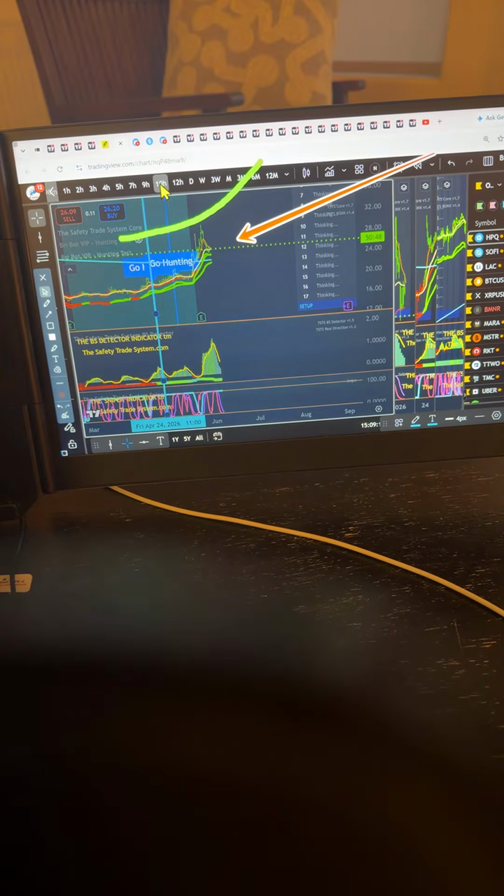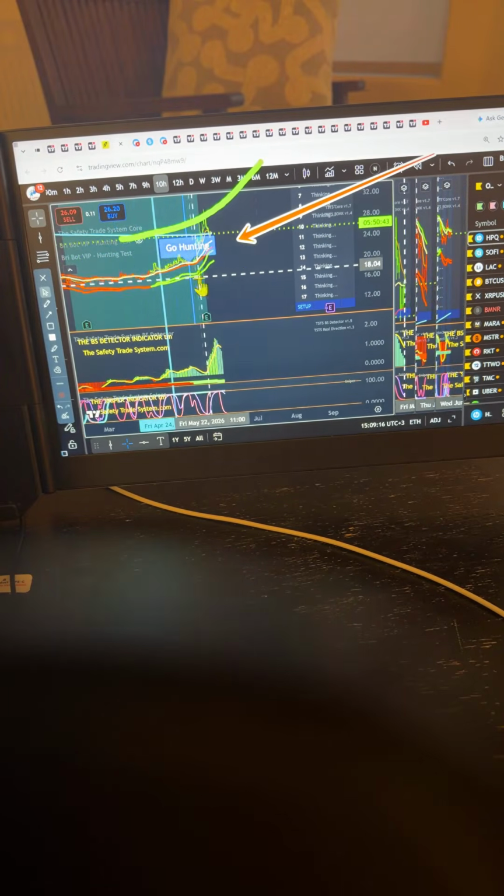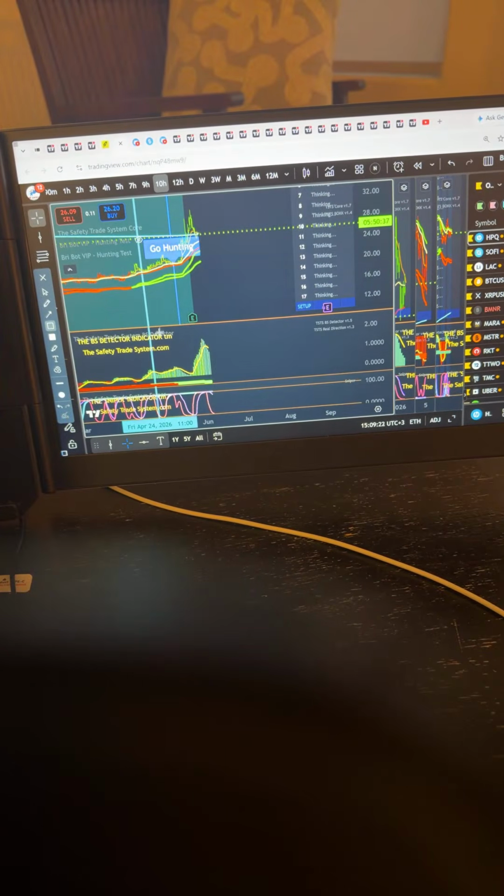So let's mark that first one. And then I'm just going to, for my own purposes, see what the 10 looked like there. Yep. See, we were at a 5 hour. Watch.